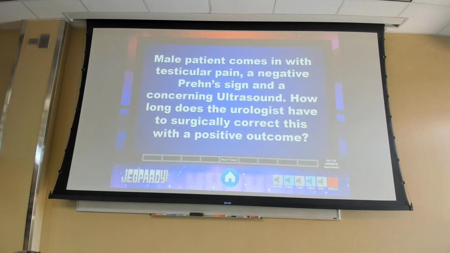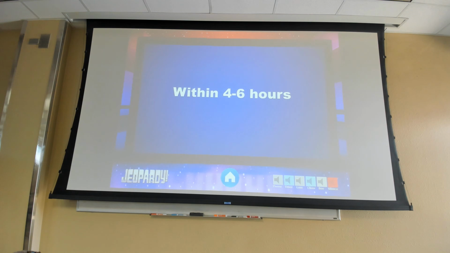Male patient comes in with testicular pain, a negative Prehn sign, and a concerning ultrasound. How long does the urologist have to surgically correct for a positive outcome? 4 to 6 hours.